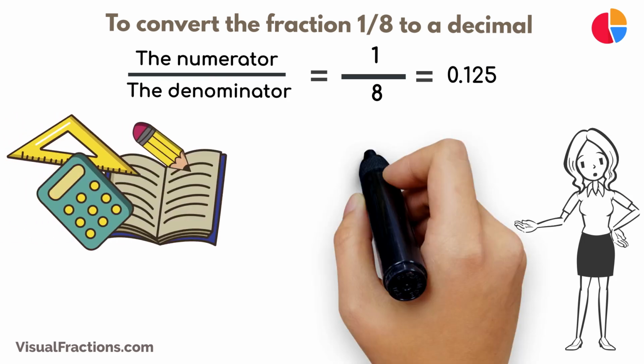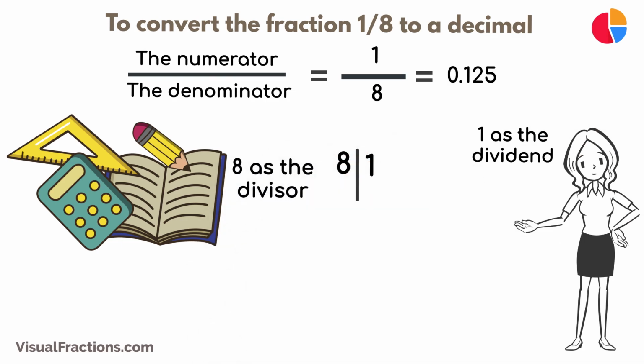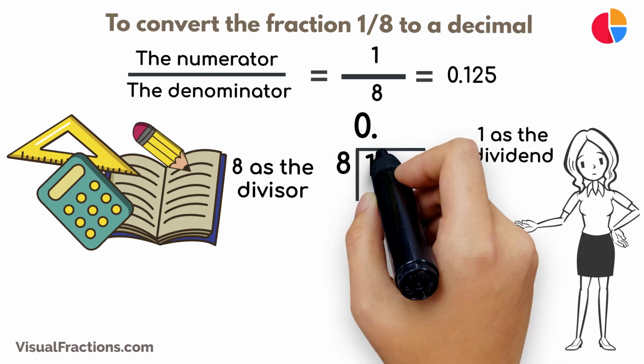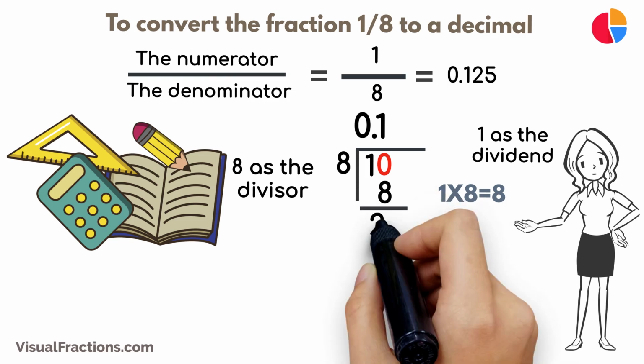To do this by hand using long division, we start by writing 1 as the dividend and 8 as the divisor. Since 8 doesn't fit into 1, we add a decimal point in our answer and append a 0 to 1, making it 10. How many times does 8 go into 10? Once. We write 1 after the decimal point in the quotient. Multiplying 1 by 8 gives us 8. When we subtract 8 from 10, we get a remainder of 2.